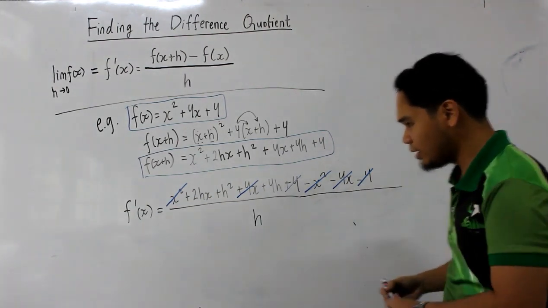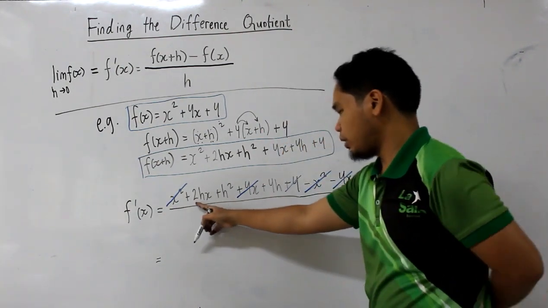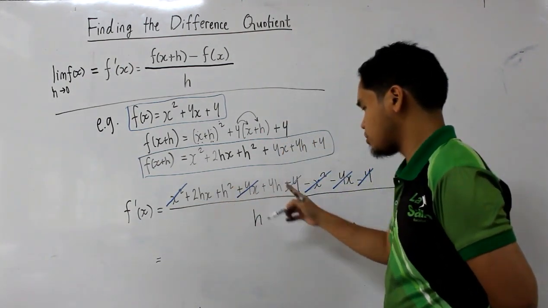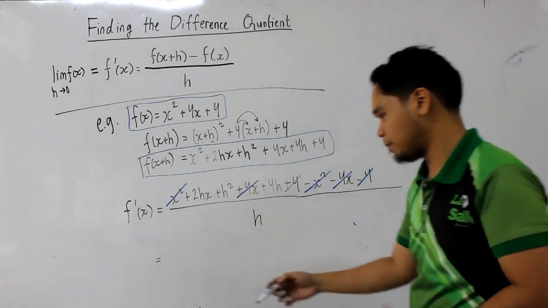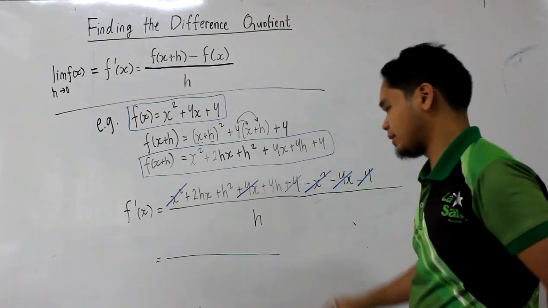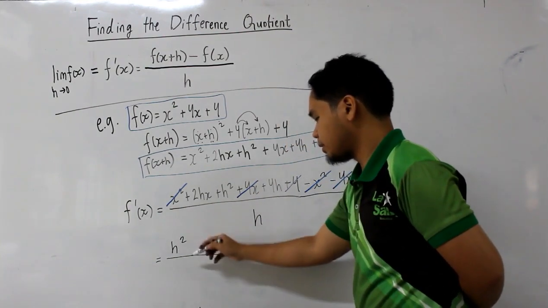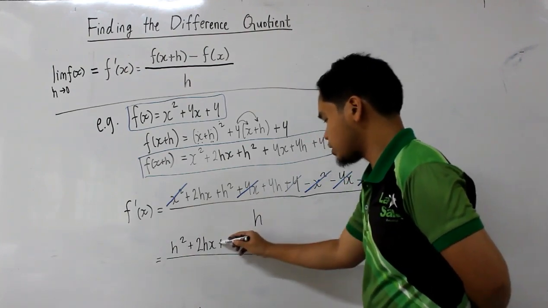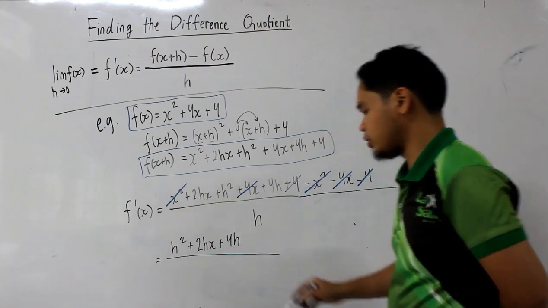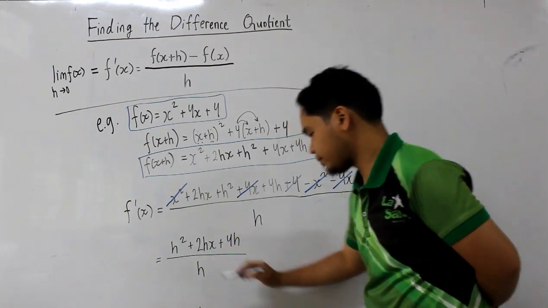Okay. The next line here will be whatever is left. So we have here 2hx plus h squared plus 4h. Now let's put that in the proper writing in algebra. So we have h squared plus 2hx plus 4h. Okay? And then we're going to copy the denominator of h, of course.